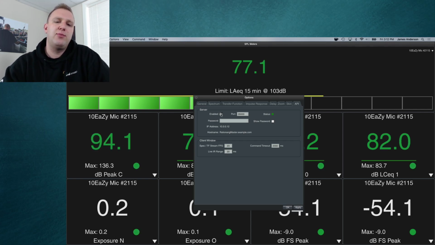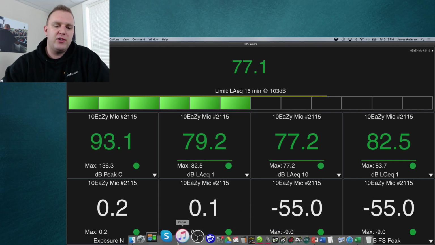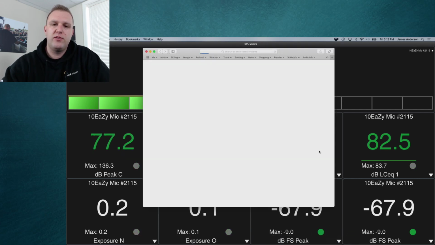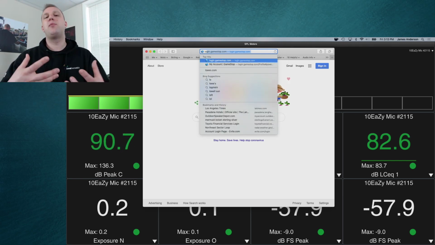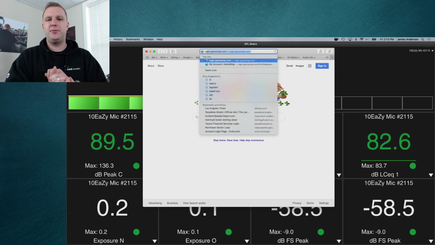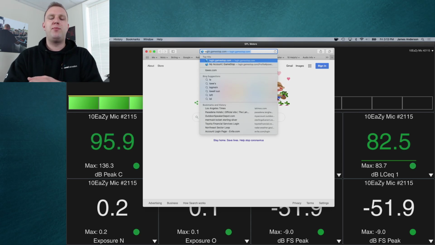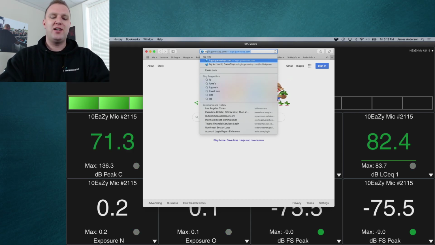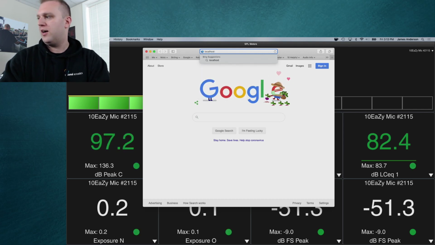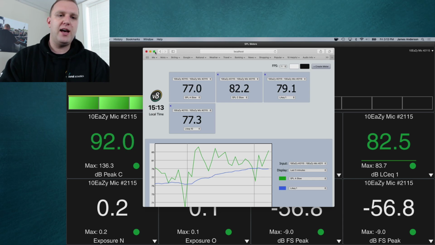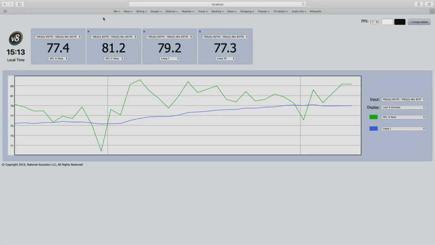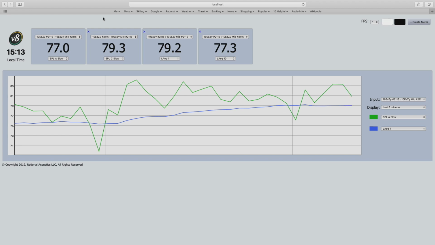So I've enabled the API here in API options. And I'm going to now open up the web browser for this computer, Safari in this case. And because I'm using the same computer to view the web browser as is generating the information, I'm actually going to type in localhost and then the port, which was 26,000. And so here we have the remote web browser for what we're currently logging.